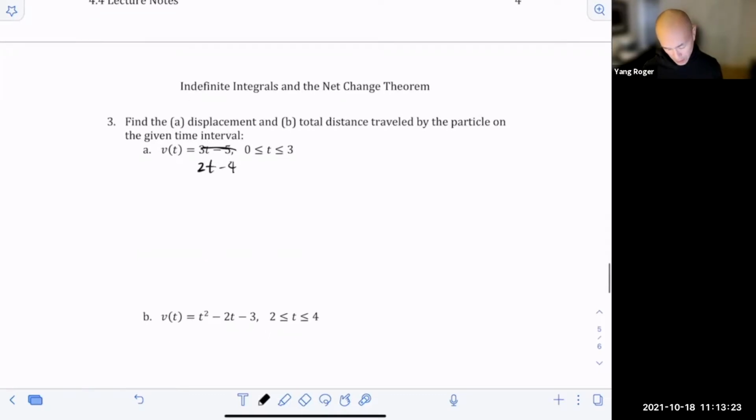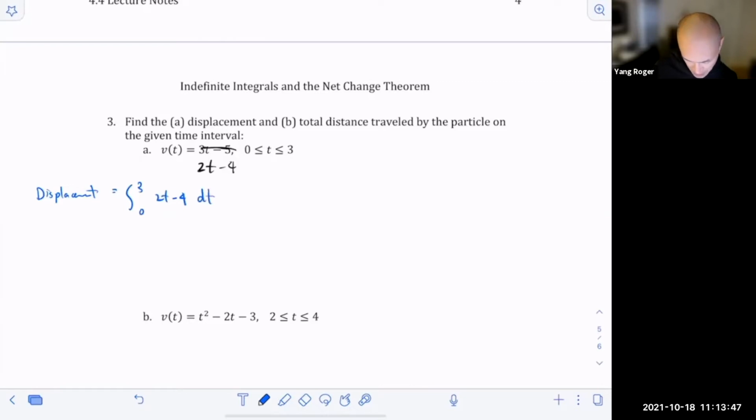So I think the displacement should be easy for you. Hopefully you could try that. And the total distance traveled is probably going to be a little bit more difficult. So in order to find the displacement, it is just going to be the integral from 0 to 3, 2t minus 4 dt. So take a second to try that real quick.